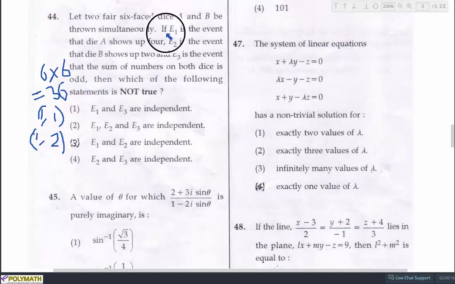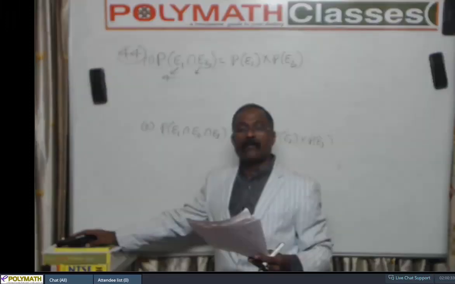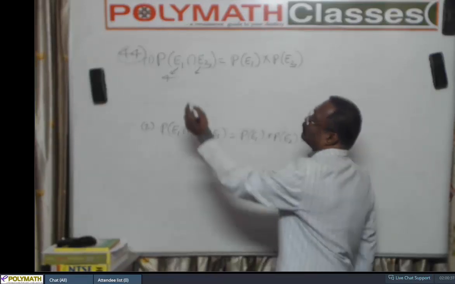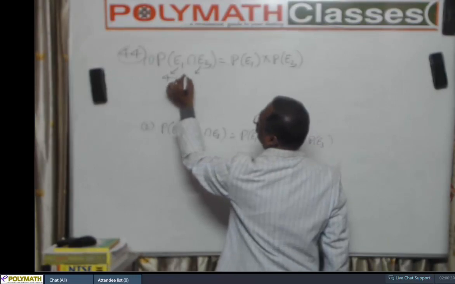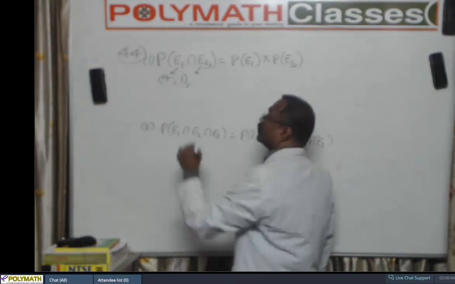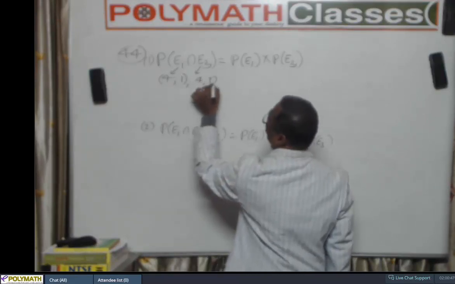So E1 is fixed to be an even number here, that is 4. And the sum is fixed to be odd here. The sum of 2 even numbers is always even. The sum of 2 odd numbers is always even only. For the sum to be odd, it must be combined with an odd number: 4 1, 4 3, 4 5.